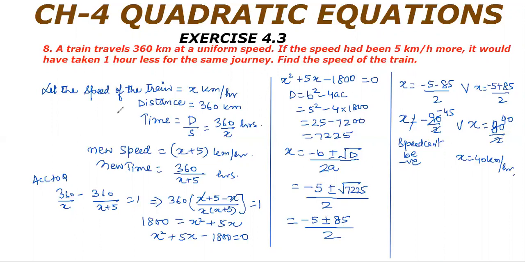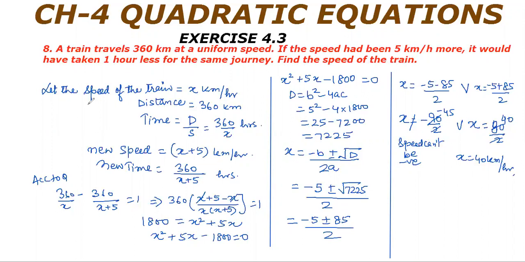So just read out the question. A train travels 360 km at a uniform speed. If the speed had been 5 km per hour more, it would have taken 1 hour less for the same journey. Find the speed of the train. So this is the key point of the word problem: whatever he wants you to calculate, you will assume that only. So he wants us to find out the speed of the train.